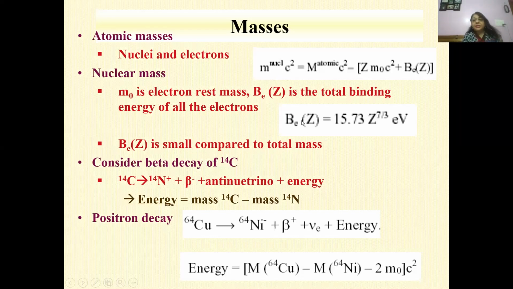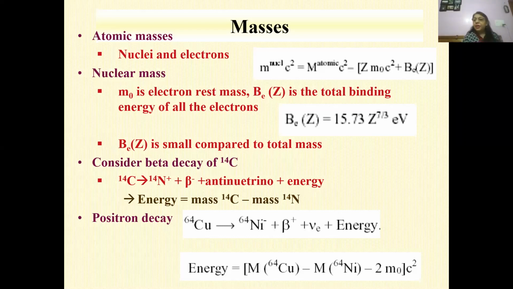Now this binding energy of all the electrons comes out to have a dependence of 15.73 Z to the power 7 by 3 electron volt. This binding energy is small compared to the total mass. Let us consider quickly a beta decay. What is beta decay? Beta decay means that any particular parent nucleus will undergo decay and emit a beta minus particle during the reaction or during the process.